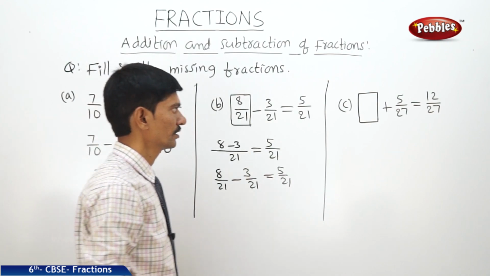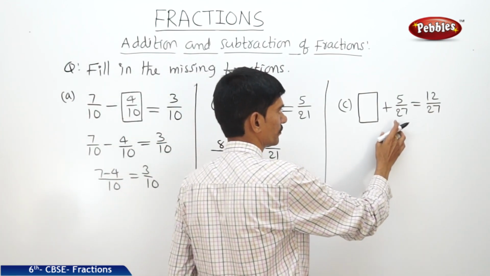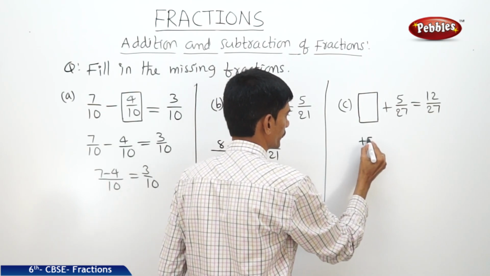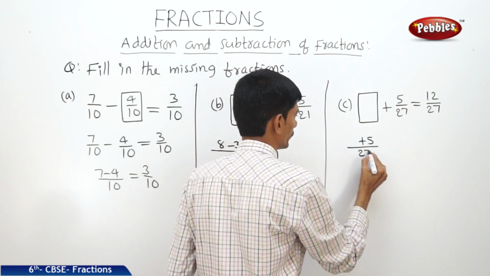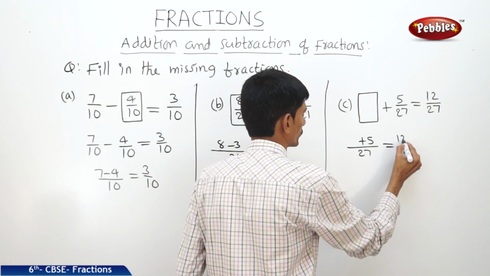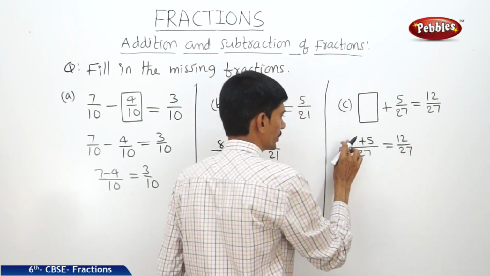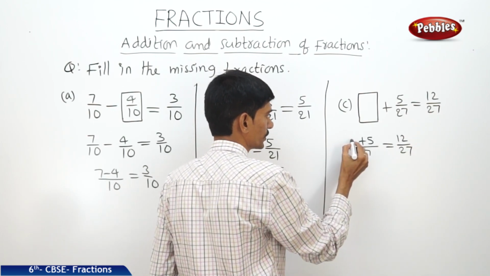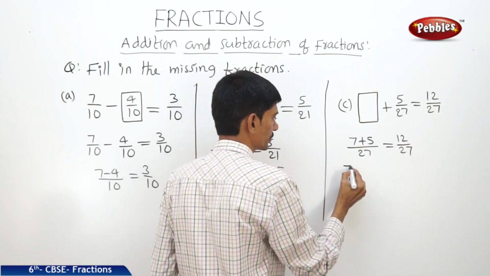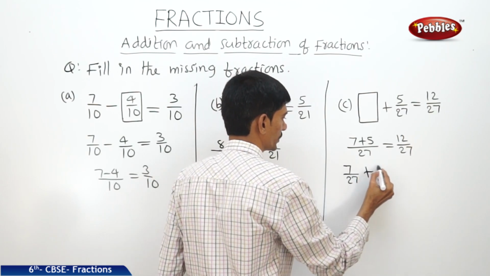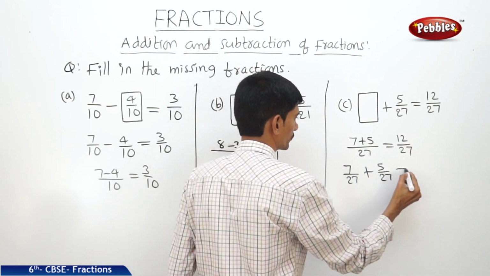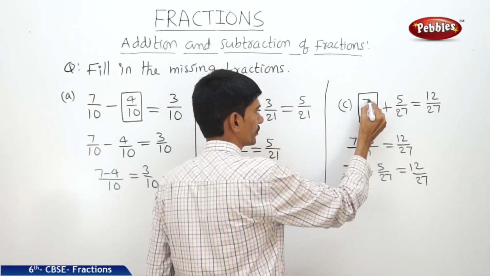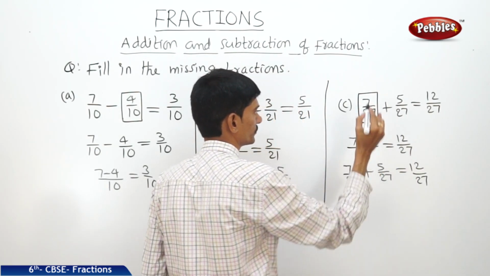Next, dash plus 5 by 27 equals 12 by 27. So what must be added to 5 to get the result 12? So we know that 7 must be added. So we write 7 by 27 plus 5 by 27 equals 12 by 27. So here the blank is 7 by 27.